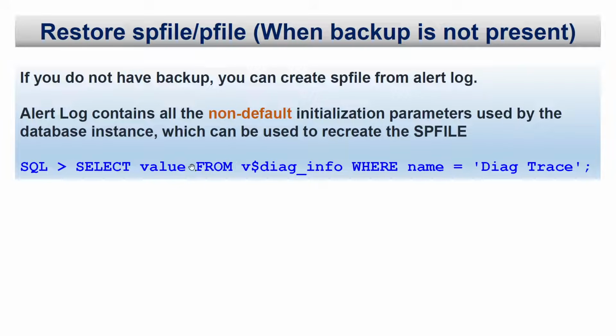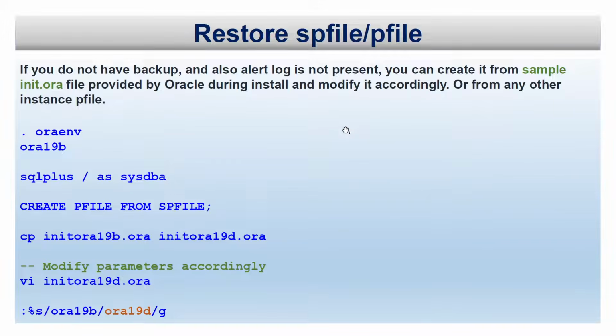What I'm going to say is we will see this in our lab. And last is, let's say you have neither the alert log, because somebody has deleted all the alert logs, nor the backup. How do you do that? This is a tricky scenario. By default, Oracle gives you a sample file called init.ora in the Oracle Home dbs. You can use that file and modify it accordingly, or you can use any other p file. If you have any other database on the same system or on any other system, you can use that init parameter file and then modify those values.